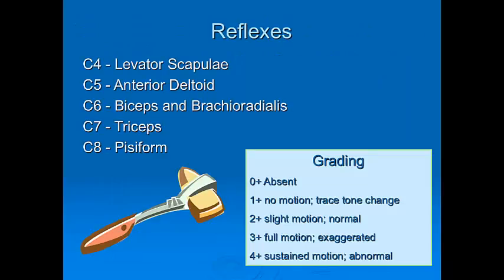Reflexes are tested in the upper extremity using the following muscles. Unfortunately, the C8 reflex of the pisiform is not particularly reliable or useful, as it is not present in many individuals. Reflexes are graded on the following scale, with 2 being normal, where slight motion is elicited, 0 being an absence of reflexes, and 4+ being a sustained motion, as in clonus, which is most clearly abnormal with respect to upper motor neuron findings.